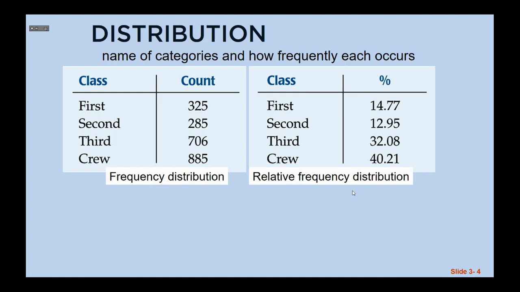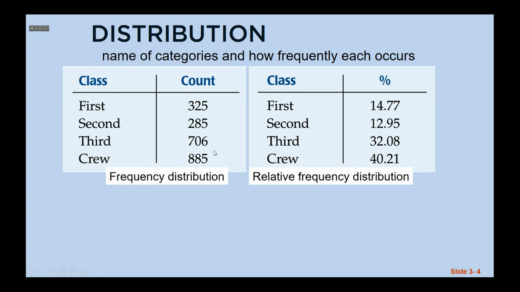So we have a distribution, and we have actually two different distributions here. The first, we break it down by first class, second class, third class, and then the crew. So these people have the most money, these people have the least money. And this is the frequency or the counts that they appeared on the ship.